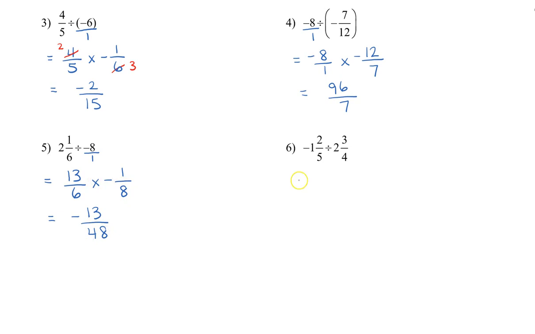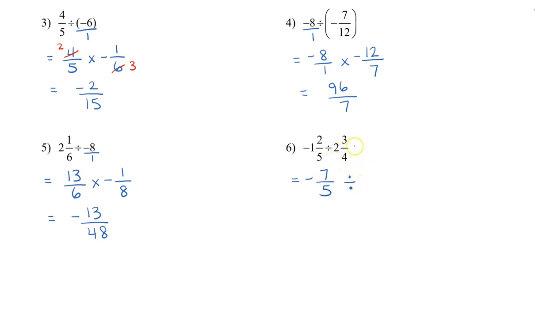All right, last one that we're going to work on together. Change both of these numbers to improper fractions. 5 times 1 plus 2 is negative 7 over 5. Remember, we don't take into account the negative when we are changing into an improper fraction. So the negative is just placed there at the end. And I'm going to do an extra step. So I'm going to have division still. So in this step, all I'm doing is changing my mixed numbers to improper fractions.